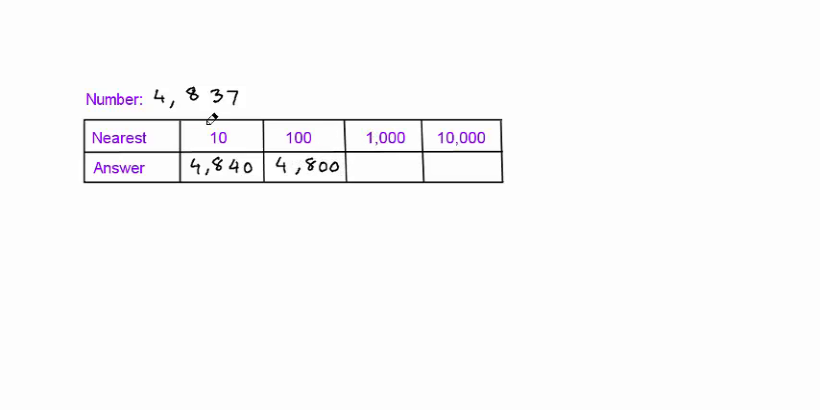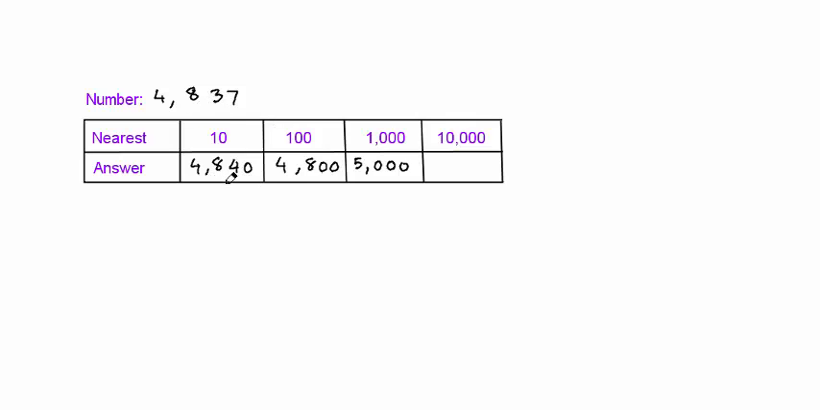And then if you look at the thousands place, it's a 4, which means this number is between 4,000 and 5,000. And because it's 837 more than 4,000, 5,000 is closer to this number as compared to 4,000. Therefore, this rounds to 5,000 as its nearest 1,000.